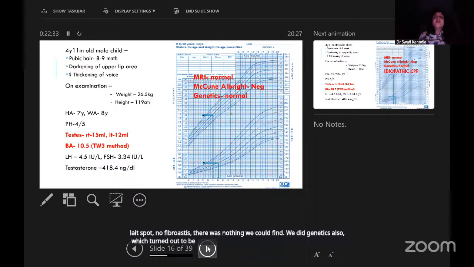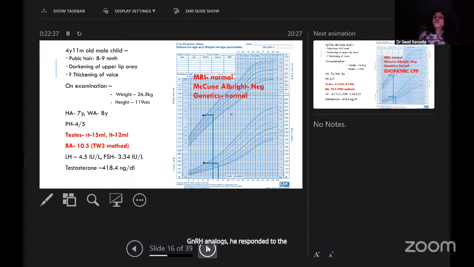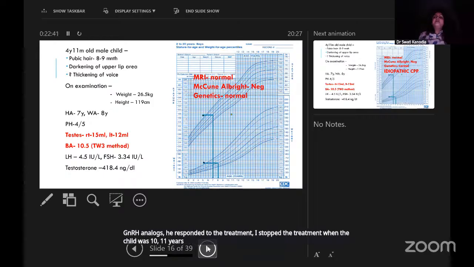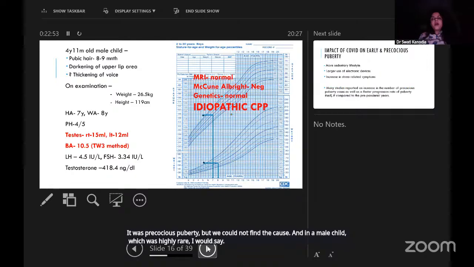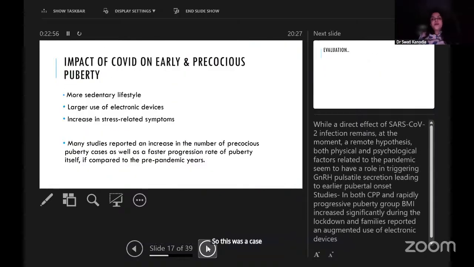We treated this child with GnRH analogs. He responded to the treatment. I stopped the treatment when the child was 10, 11 years of age. Until that time, the child responded. So it was precocious puberty, but we could not find the cause, and in a male child, which was highly rare, I would say. So this was a case of idiopathic CPP.